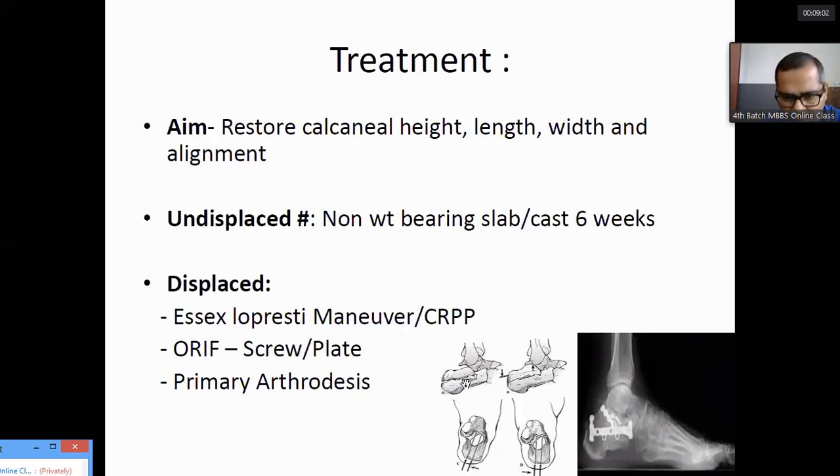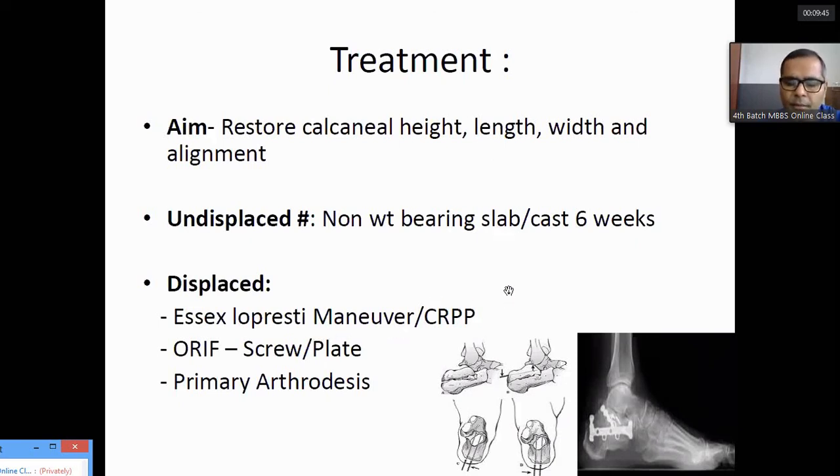If it is displaced, like here, there is a depression. The calcaneal height is lost, so we may need to lever it up and fix it with screws, or sometimes wires, K wires or Steinmann pin, either enclosed. This we call the Essex-Lopresti maneuver, or simply closed reduction and percutaneous pinning, CRPP we call it. We reduce it closed, without opening, under the C-arm image, and fix it percutaneously with screws or wires. And this typical levering maneuver is called the Essex-Lopresti maneuver.